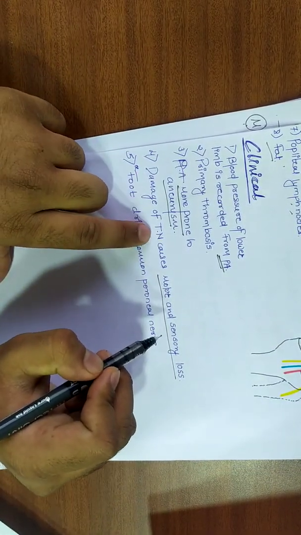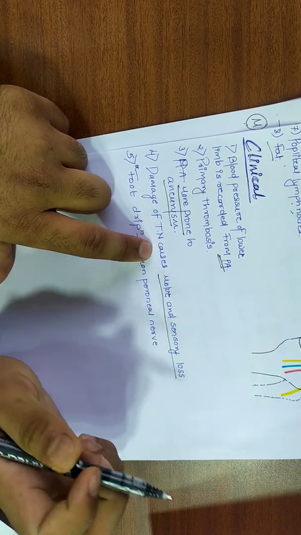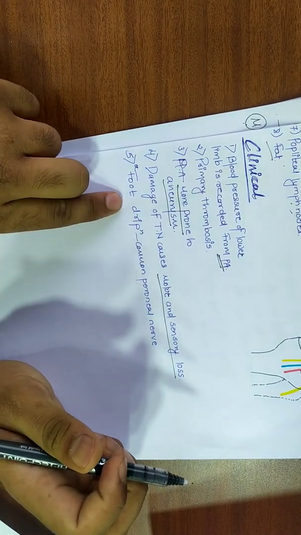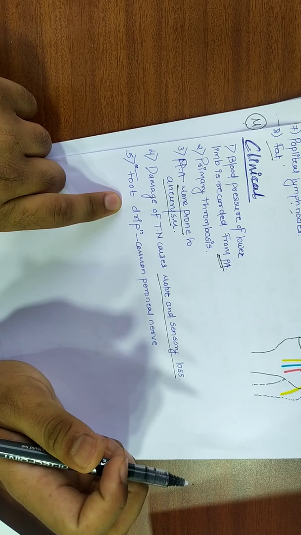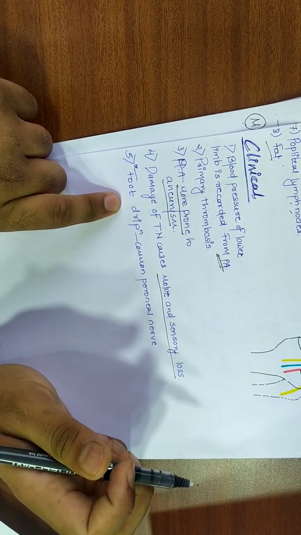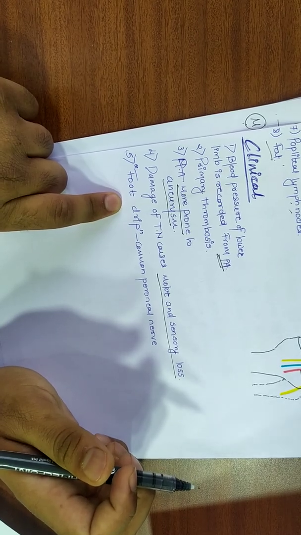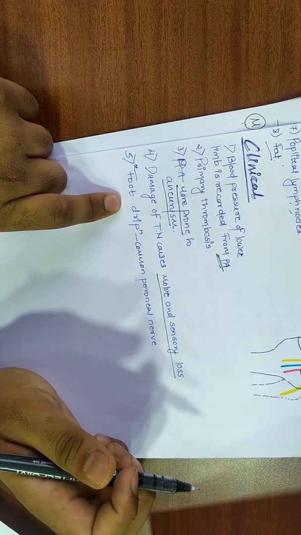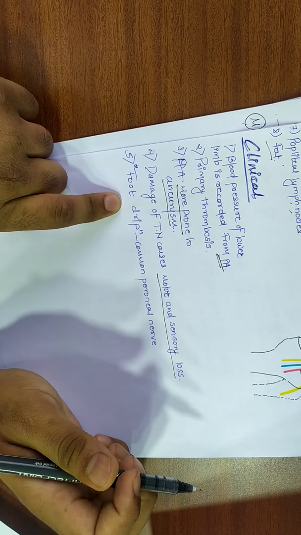And the last is foot drop. It is caused by damage to the common peroneal nerve. So this way we can attempt our questions in the theory as well as in the viva.